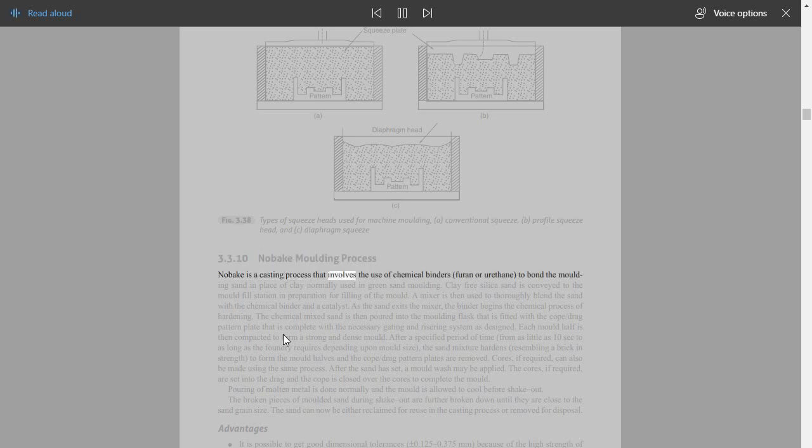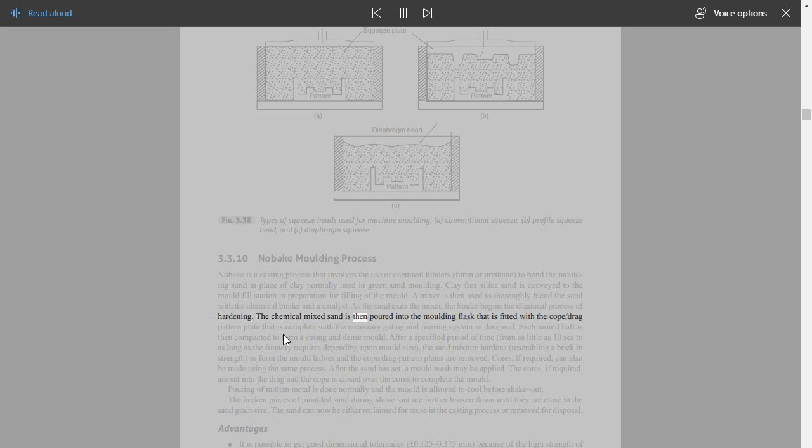3.3.10 No-bake molding process. No-bake is a casting process that involves the use of chemical binders, furan or urethane, to bond the molding sand in place of clay normally used in green sand molding. Clay-free silica sand is conveyed to the mold fill station in preparation for filling of the mold. A mixer is then used to thoroughly blend the sand with the chemical binder and a catalyst. As the sand exits the mixer, the binder begins the chemical process of hardening.